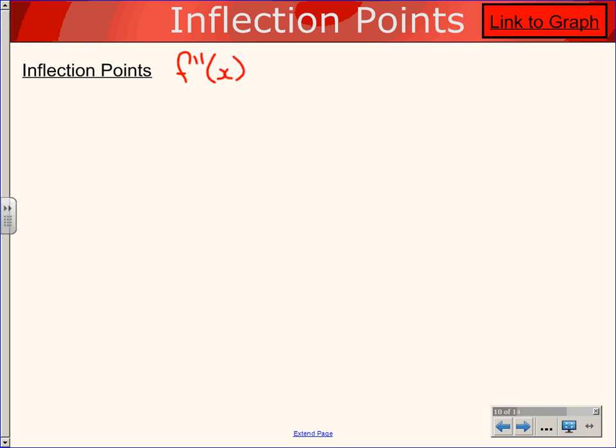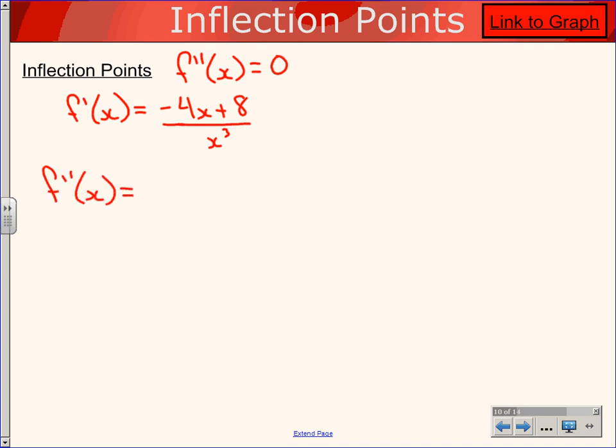Inflection points. To get the inflection points, we want to set the second derivative to 0, which means we need to find the second derivative. Fortunately, the first derivative was already simplified for us. Our first derivative was minus 4x plus 8 over x cubed. So for the second derivative, we're still using the quotient rule. The derivative of the top is minus 4 times the bottom, minus the derivative of the bottom times the top, all over the denominator squared, which will now be x to the 6.